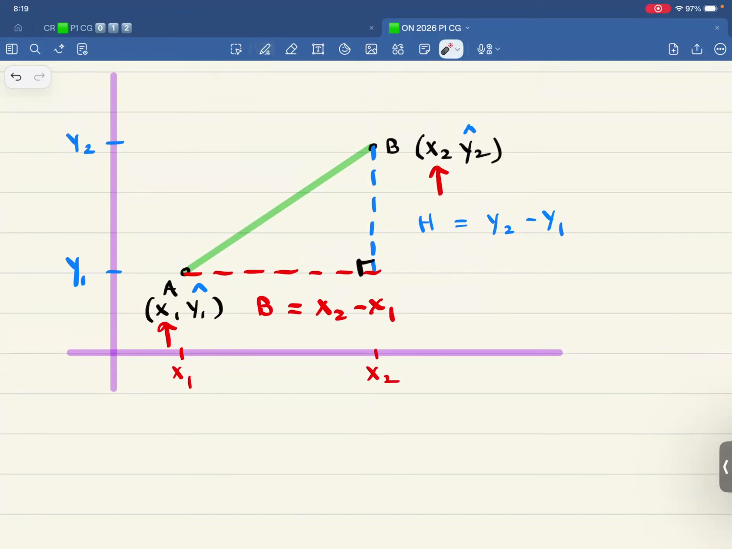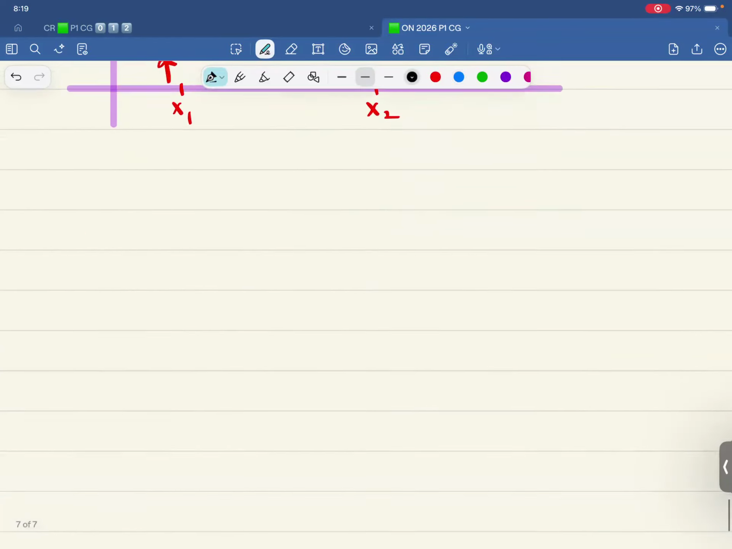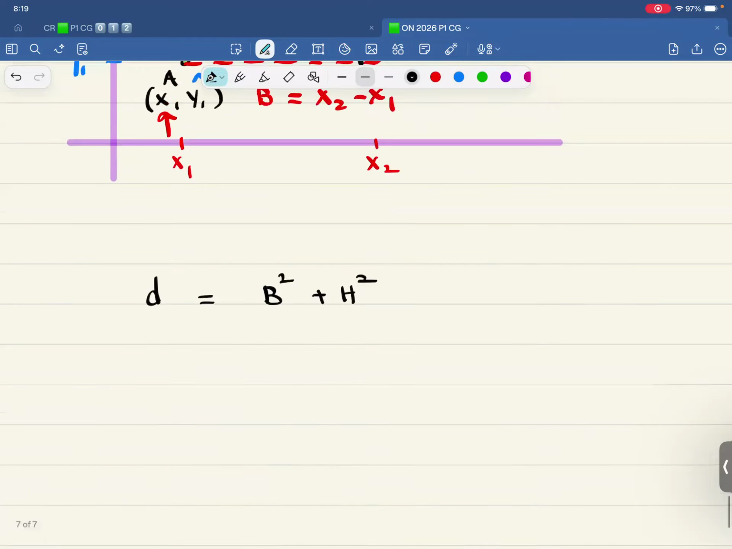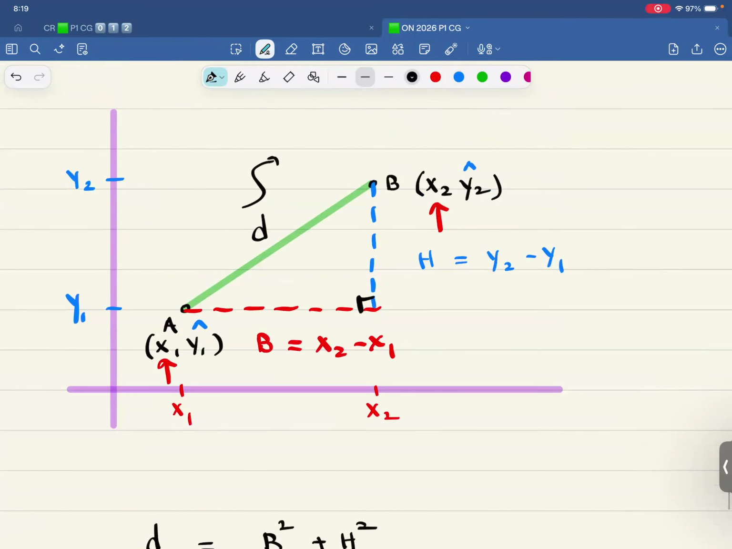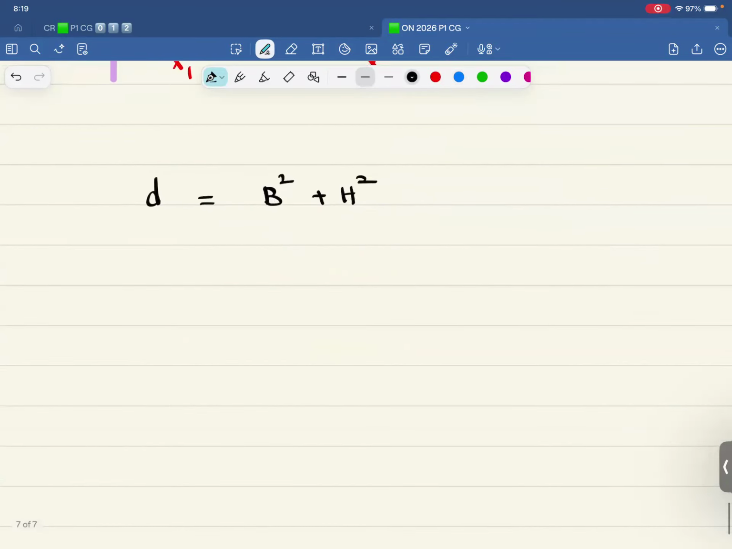So this is y2, this is y1. The difference is the height. This is x2, this is x1. The difference is the base. Okay. So now if this is the distance over here, they are related by Pythagoras theorem: the distance squared is base square plus height square. This distance is technically the hypotenuse. So basically, I'm doing the application of Pythagoras theorem.